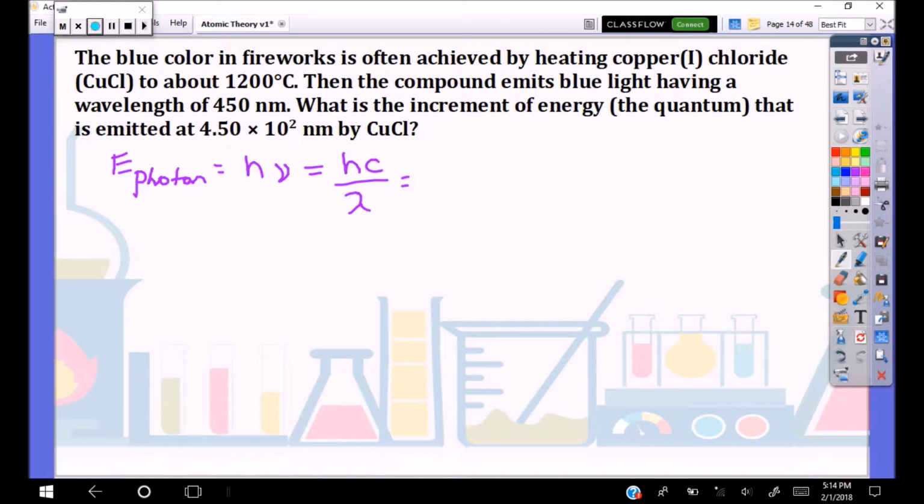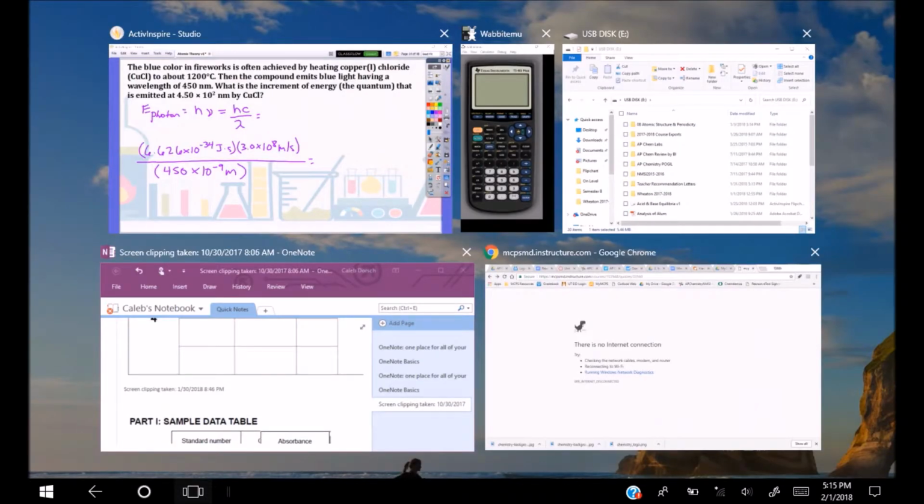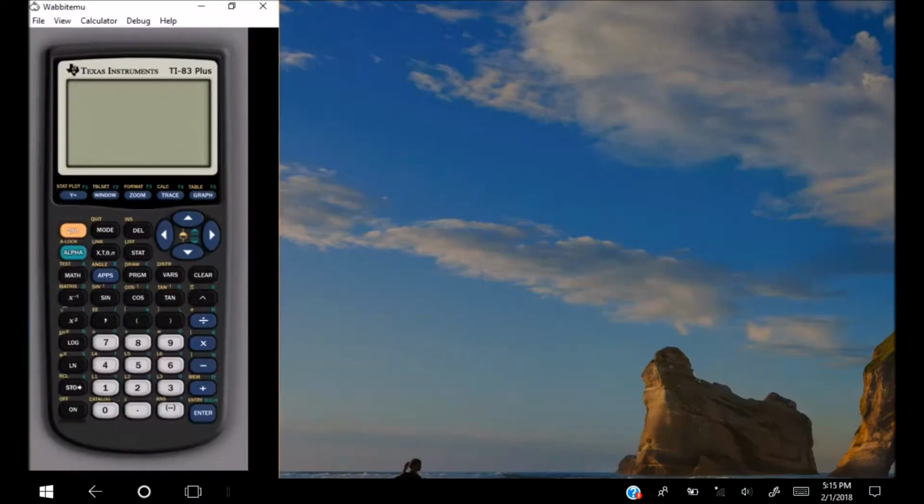We have 6.626 times 10 to the negative 34th joules times seconds. We've got 3.0 times 10 to the 8th meters per second. And we've got our wavelength. Remember, wavelength has to be in meters, so tack on that 10 to the negative 9th there. 10 to the negative 9th meters. All right, and we'll be able to get our energy. Let's go ahead and solve this one out.